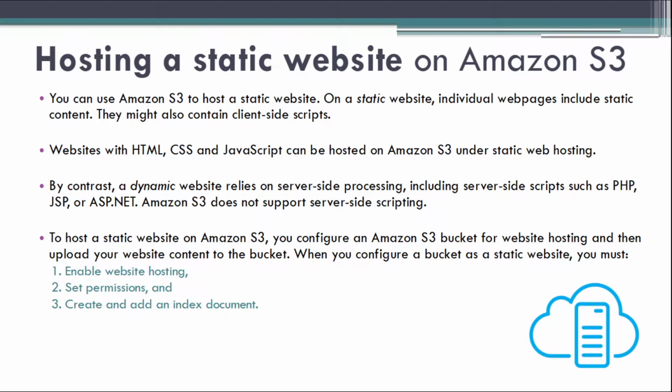To host a static website on Amazon S3, you configure an Amazon S3 bucket for website hosting and then upload your website content to the bucket. When you configure a bucket as a static website, you must enable website hosting, set permissions, and create and add an index document. So these are the essential steps when you want to use Amazon S3 as website hosting. So you need to enable your website hosting property, and then you can set permissions, and then you need to create and add an index document.